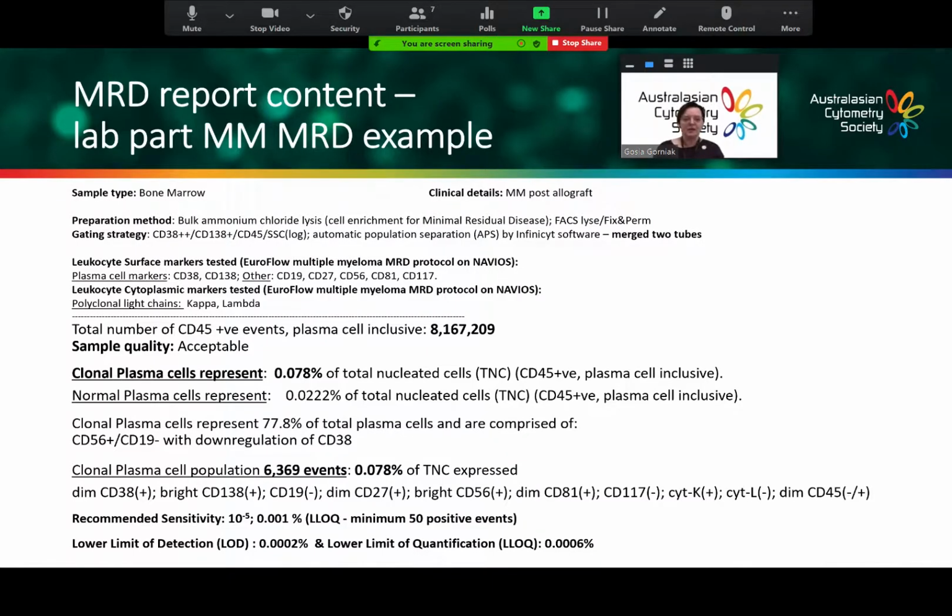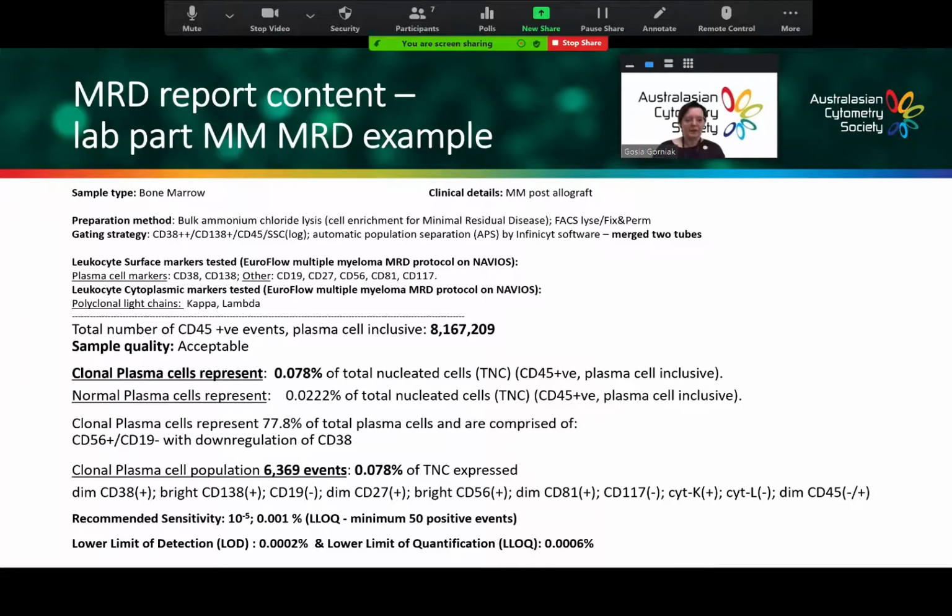So if I can show the next slide, just an example of our MRD, what we do. Here, the top part is just the panel and all the things, but the main part shows the denominator. It's the total, and it explains what denominator we use and the sample quality. So if it was unacceptable, we would say why not. In this case, it's acceptable. And then we will go on and say in the multiple myeloma, % of our total nucleated cells. So this is what we've detected as MRD positive.